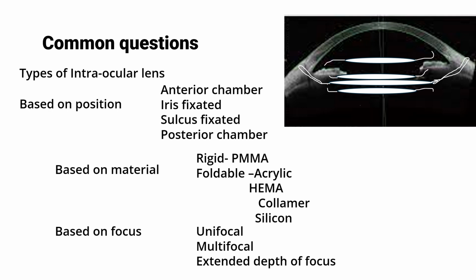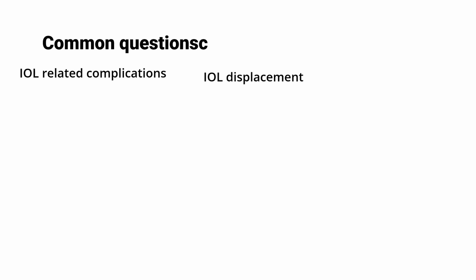Based on the focus, it can be unifocal where only one distance vision is corrected, multifocal where both distant and near vision are corrected, or extended depth of focus where the intermediate vision is corrected. Right? So the types of intraocular lenses is a very common question. Then what are the IOL related complications?